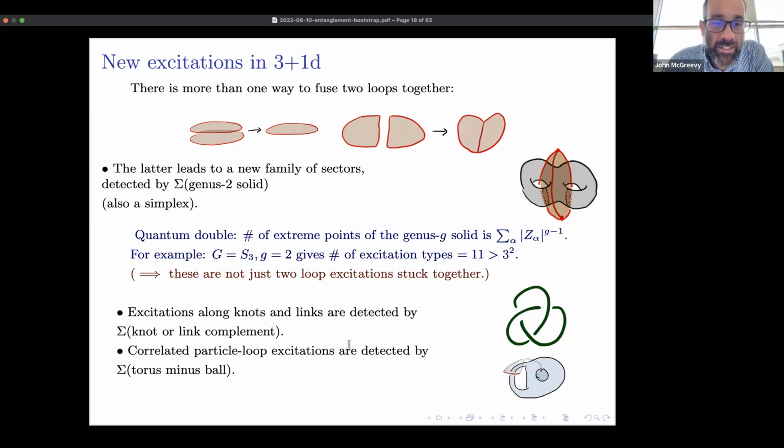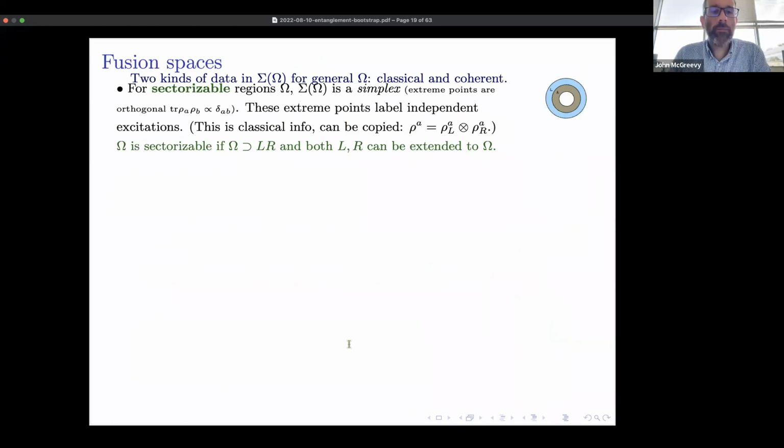And so we need to try to organize that a little bit. One very important dichotomy about the structure of the information convex set of a given region is whether that information convex set contains classical data or whether it really contains quantum information. A class of regions which are called sectorizable, so this is just a geometric property of the region. In that case, the information convex set is a simplex. So that means it only stores classical data. And this definition of sectorizable is exactly the condition that you can copy the data.